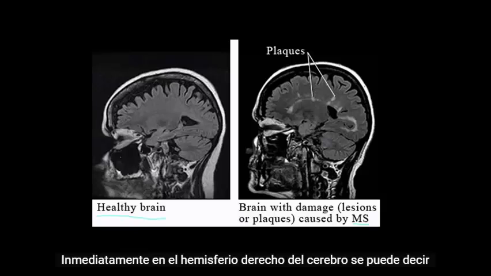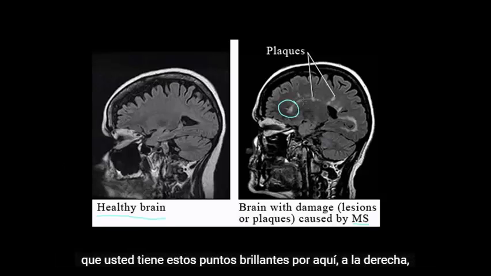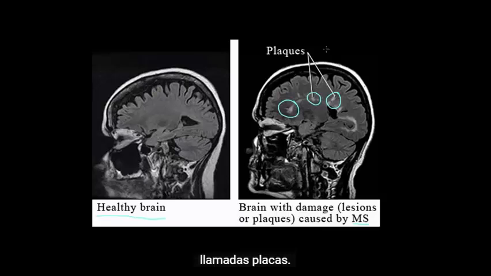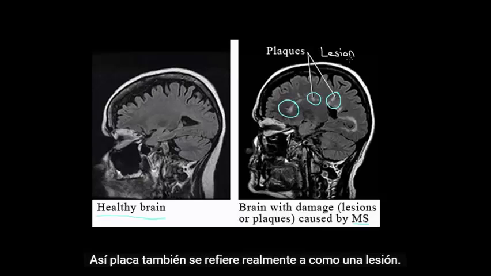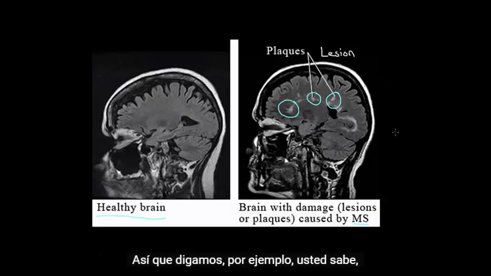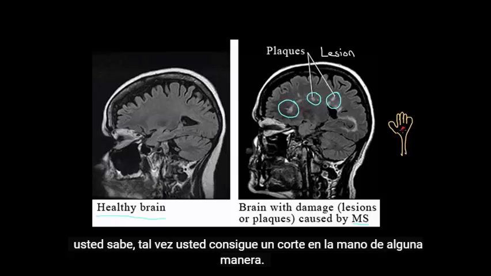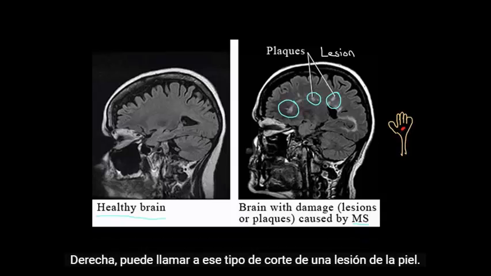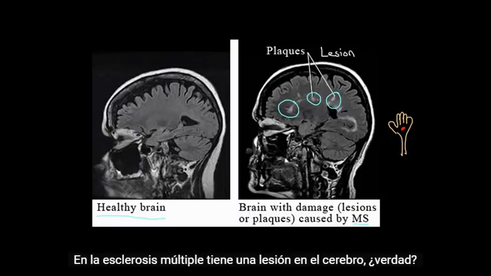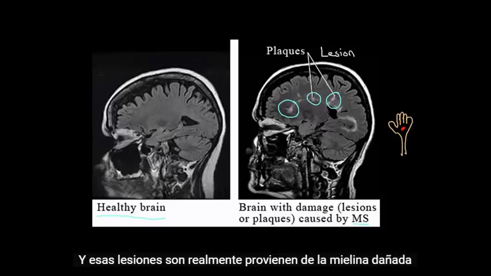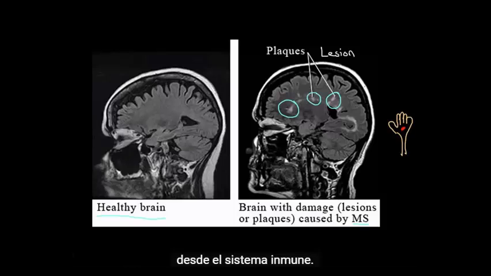Immediately on the right brain, you can tell that you have these bright spots over here, right, called plaques. So plaque is also really referred to as a lesion. And a lesion is really just a piece of tissue that's been damaged. So let's say, for example, you have a hand over here. Maybe you get a cut on your hand somehow, right? You can call that cut a lesion of the skin. In multiple sclerosis, you have a lesion in the brain, right? And those lesions are really coming from the damaged myelin, from the immune system.